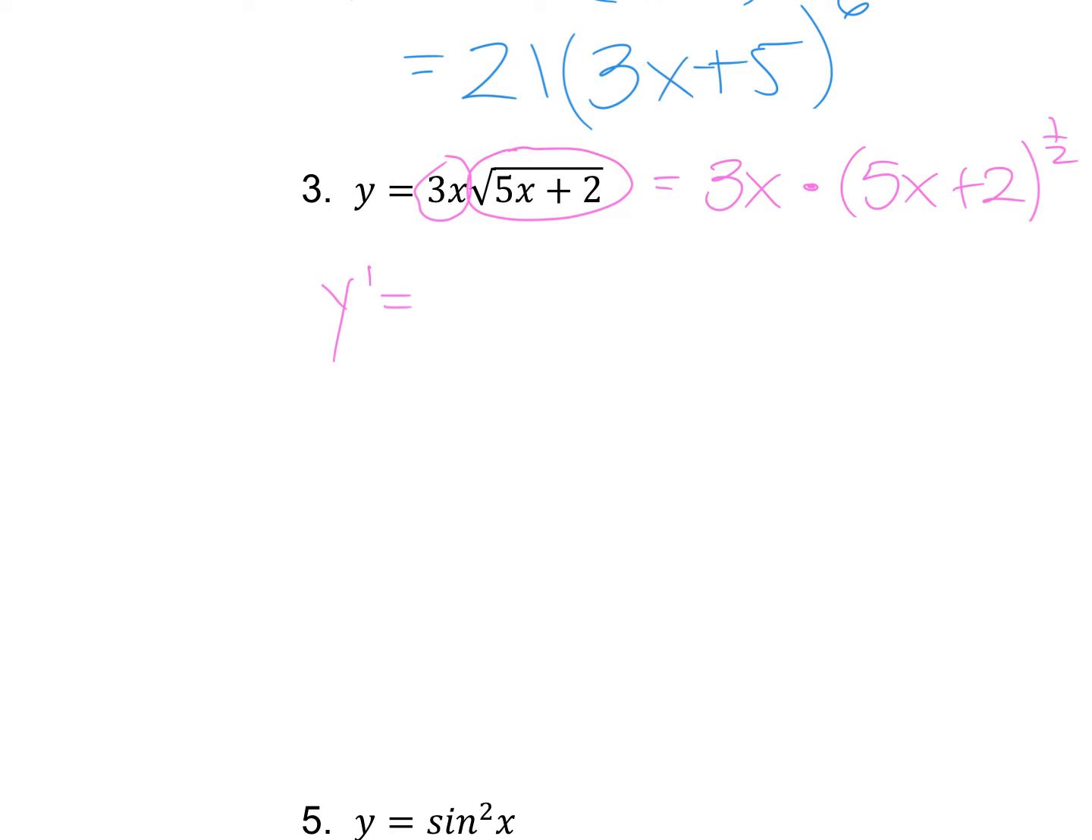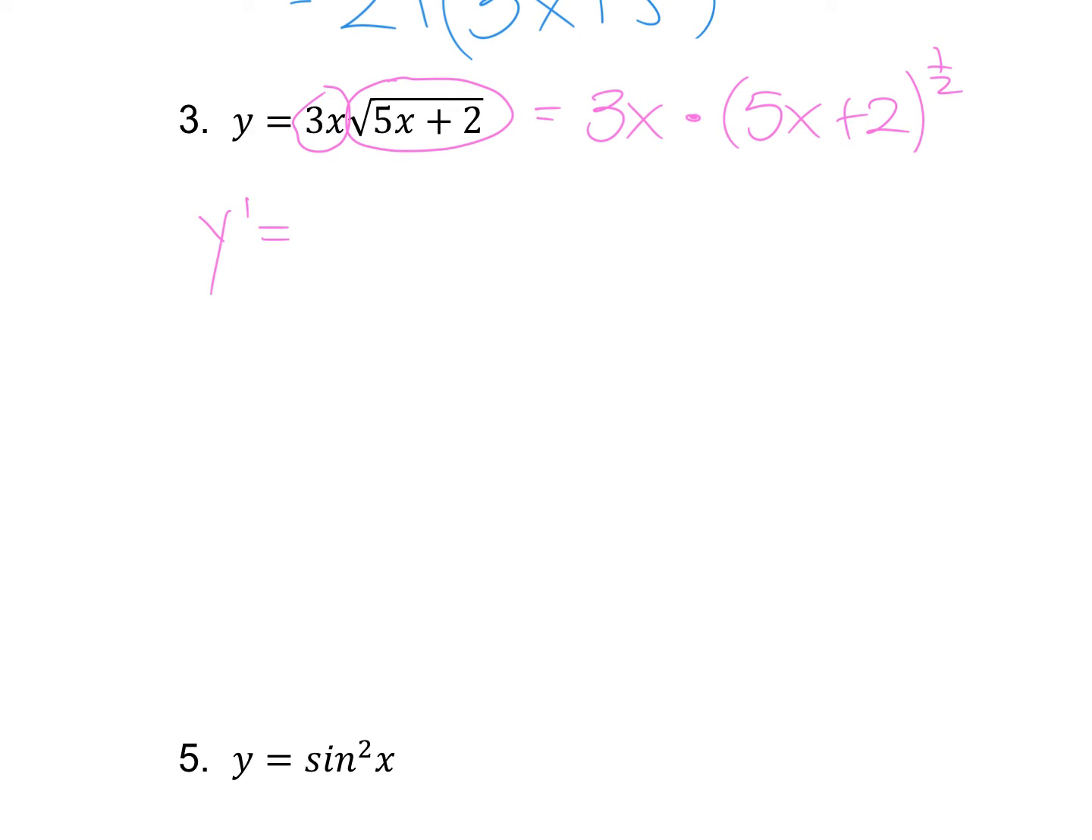Derivative of the first term. What is the derivative of 3x? 3. Multiplied by what? The second term. Now, I can write it as 5x plus 2 to the 1/2, or I can write it as the square root. I will tend to write it as the power because this is the type where we're going to end up having to factor. So just leave it as the power. Kind of special hint to you. Okay?